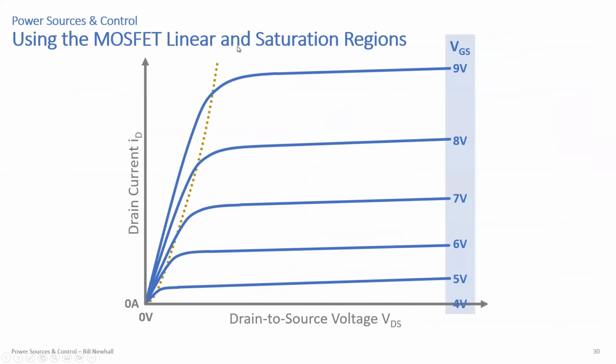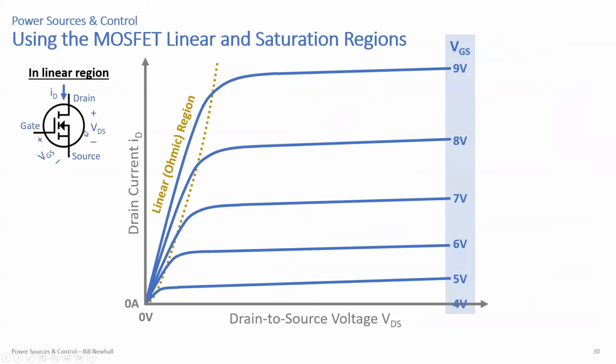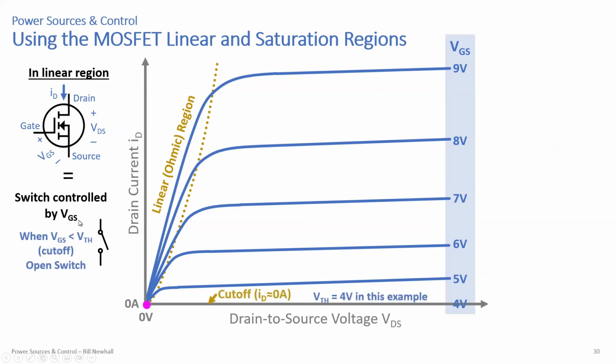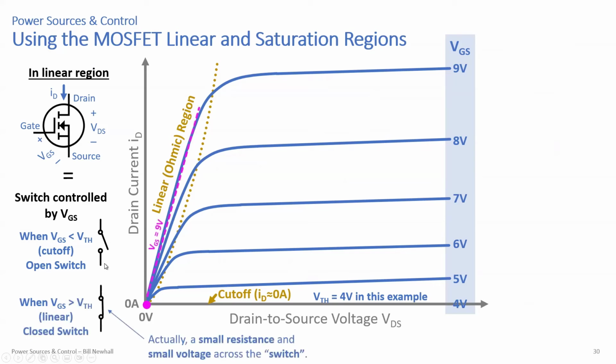Okay, so let's talk about using the MOSFET in that linear ohmic region and the saturation region. So in the linear region, here's the MOSFET. Here's VGS, VDS, ID. That is essentially a switch that's controlled by VGS. So when VGS is less than V threshold, you're at cutoff. The switch is open. That's when I say the MOSFET is off. So if you have VGS less than 4 volts in this example, the switch is off. It's an open switch. And when VGS is greater than V threshold, you're in the linear or ohmic region. That's a closed switch. So I have this closed switch here.